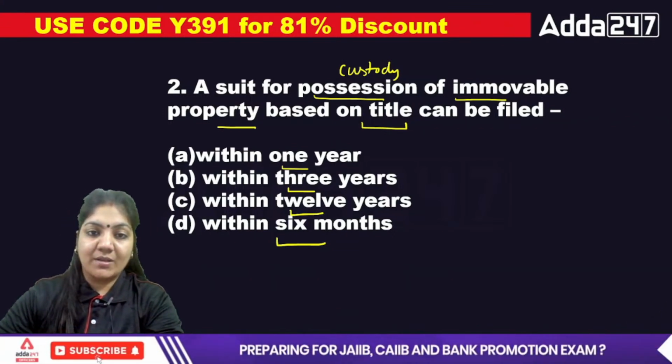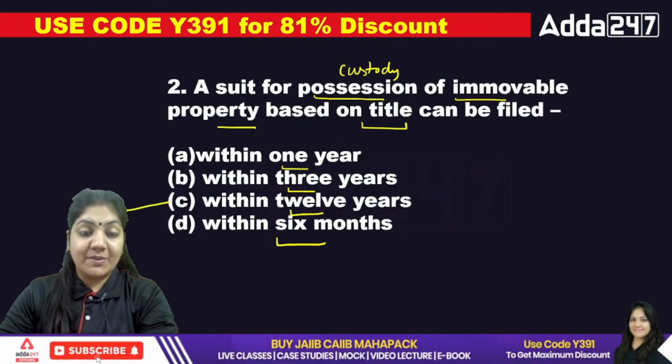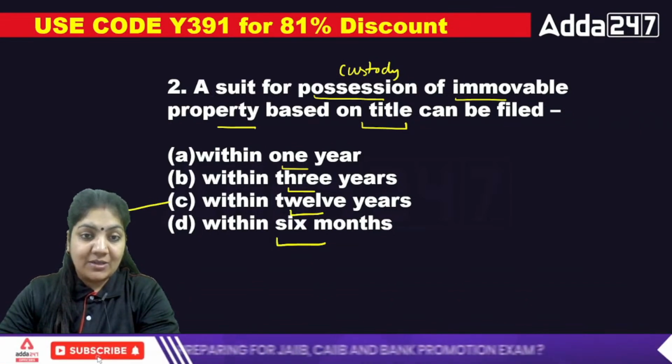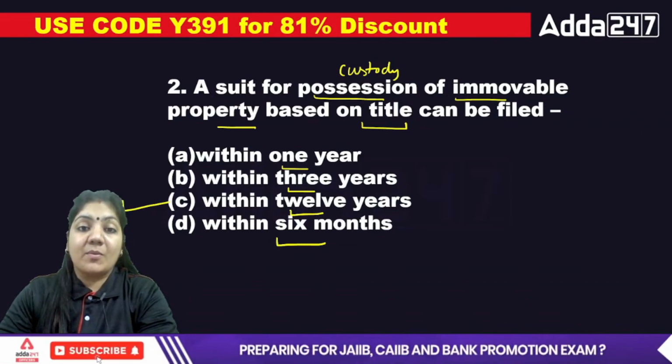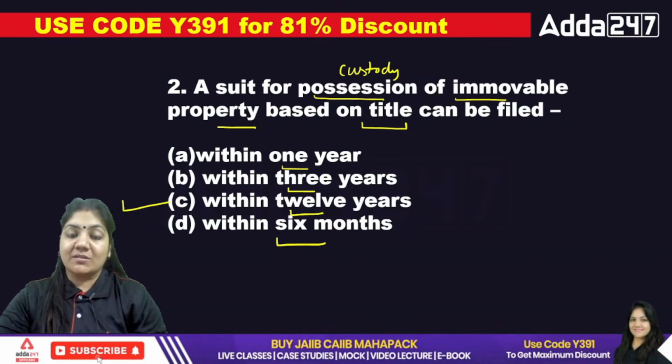For the second one, the exact answer is within 12 years, because that is a law. 12 years is not a saying of mine. 12 years is the law for immovable property if a suit is filed for the possession of it. So C is the right one.